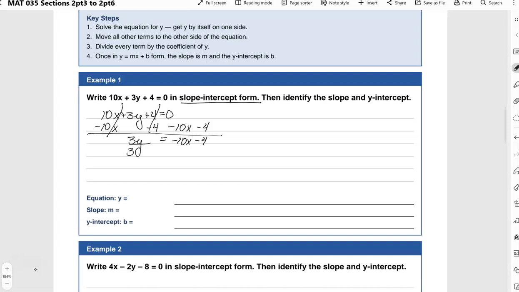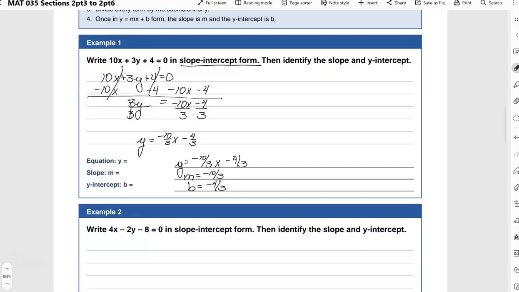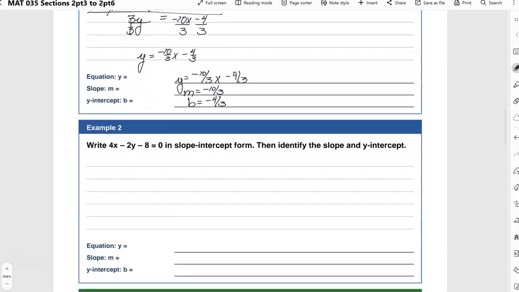And then I'm going to divide every term by 3. So now I've got y by itself. y = -10/3 x - 4/3. So my slope is -10/3, and my y-intercept is -4/3. Remember, slope is the number in front of x when y is by itself.